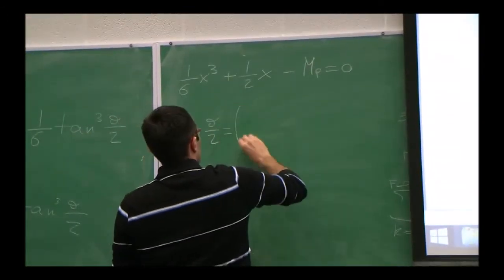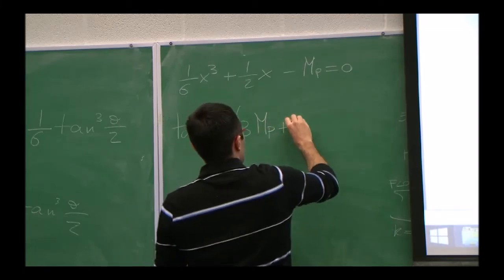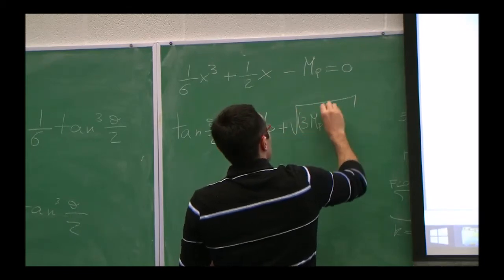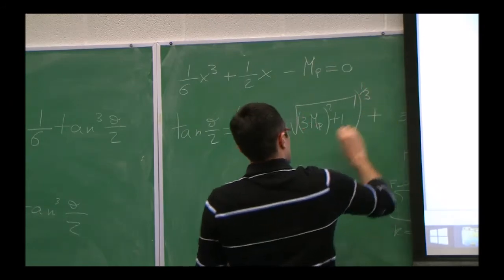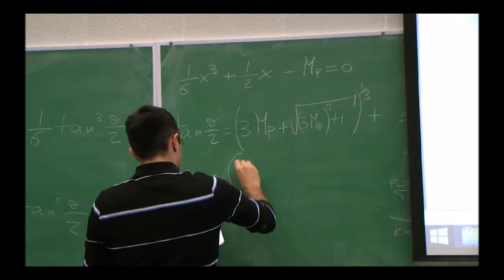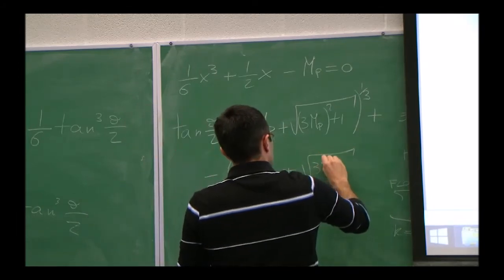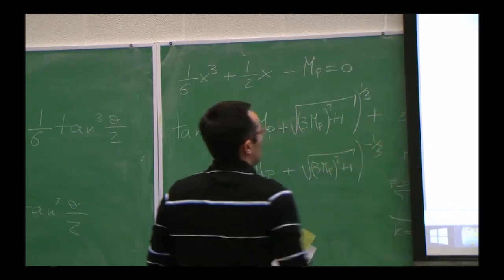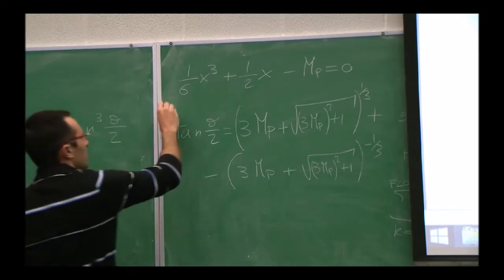It's not that bad. It's a cubic equation, and we should be able to compute it ourselves. The solution is the cubic root of p squared plus 1, plus or minus 3MP plus the square root of (3MP) squared plus 1, to the power of 1/3. And if you don't trust this is a solution, just substitute it in there and see if it works. So that is done. You don't have to do any numerical iterations here.